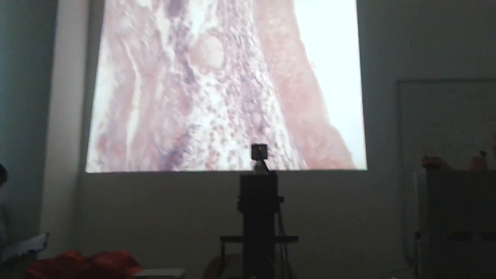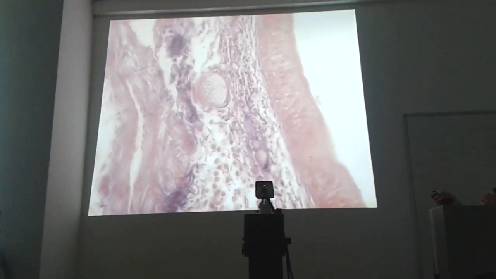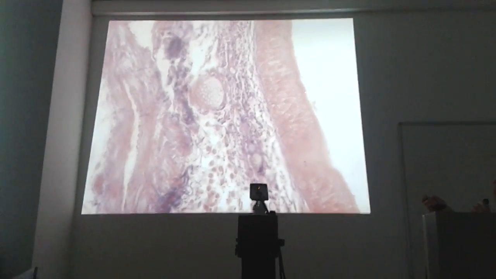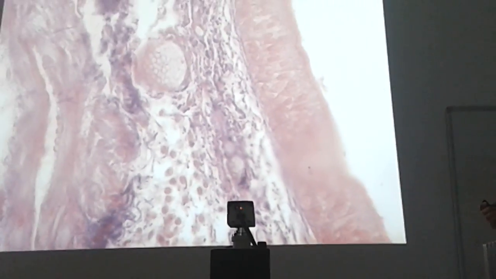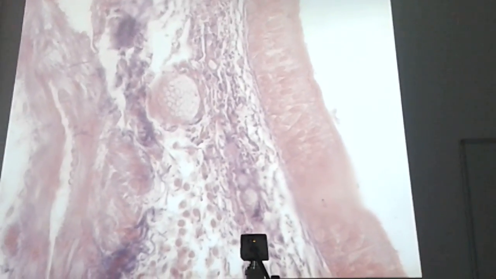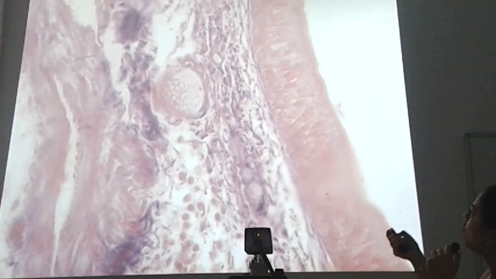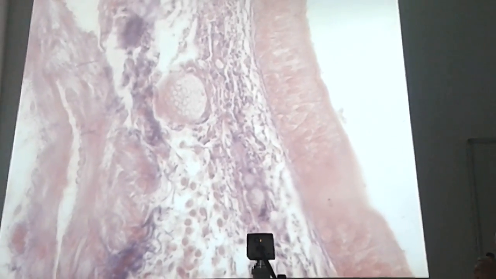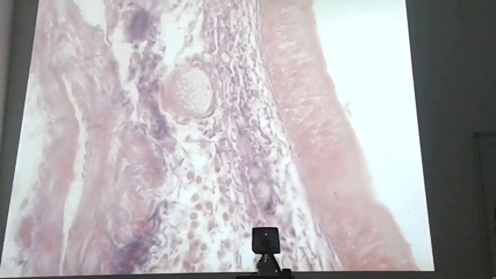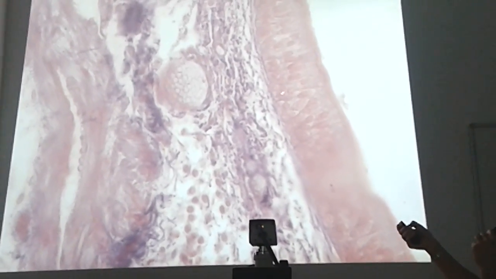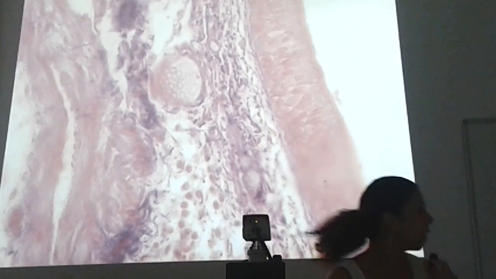As you can see here in the trachea, you can see cilia. So these are the cilia on the top of the epithelial cells. So the classical classification for tracheal epithelium is pseudostratified epithelium with cilia. Alright? Pseudostratified epithelium with cilia.